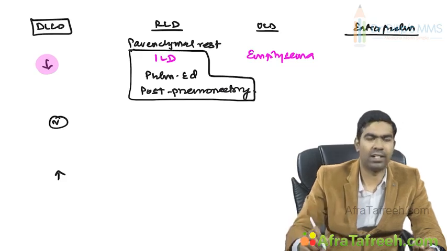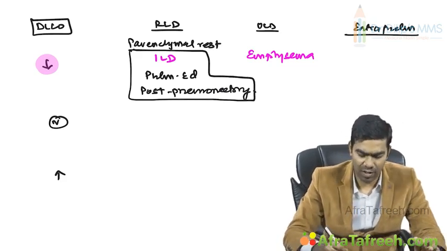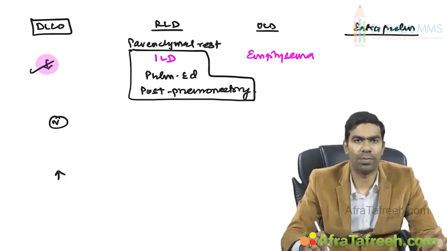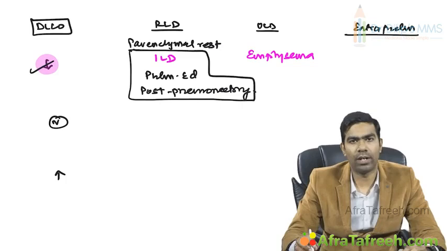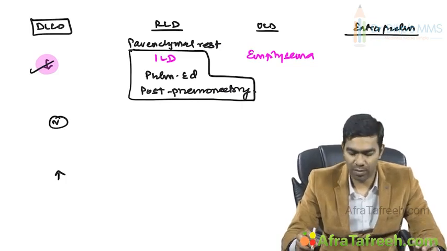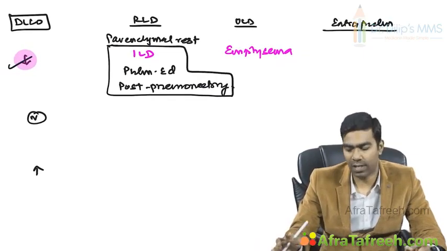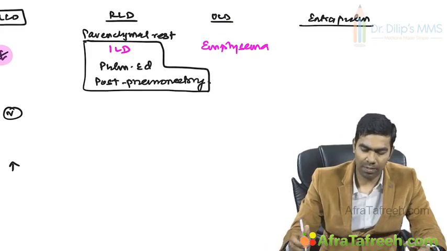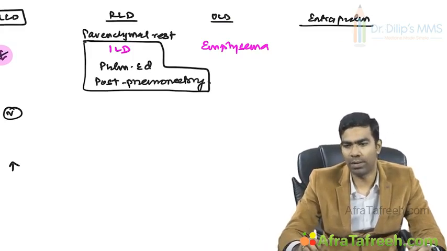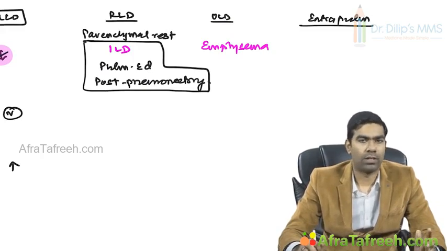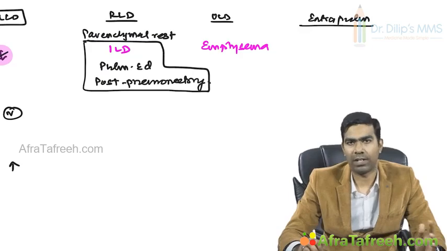Parenchymal restriction. Anything that is related to parenchymal lung disease, your DLCO will be reduced. RLD due to parenchymal disease. Similarly, OLD due to emphysema will have a reduced DLCO. And what are the extrapulmonary causes that have reduced DLCO? DLCO is not only dependent on your lung diseases. It can be affected by extrapulmonary causes also.